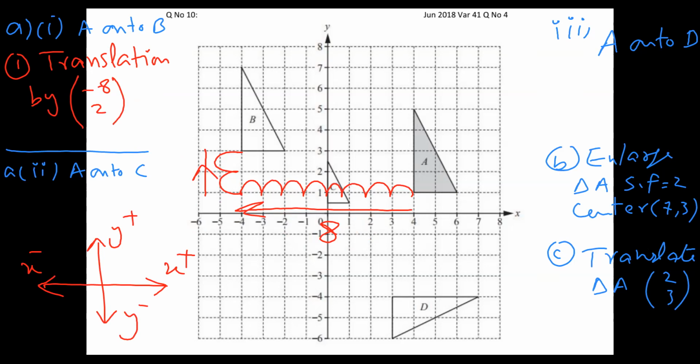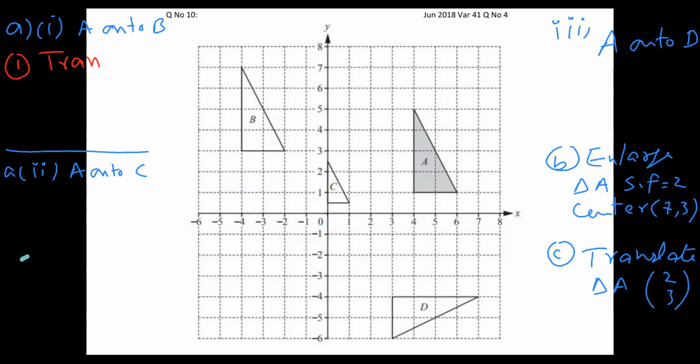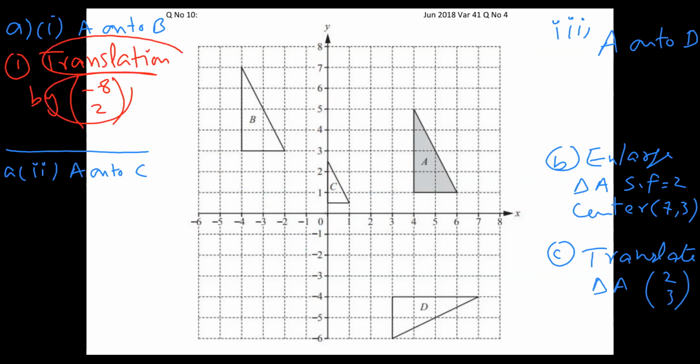Alhamdulillahi rabbil alameen, this idea is very, very clear. So A onto B is done, and this question comes for 2 marks in the exam, because 1 mark is for the name and 1 mark for the column vector.